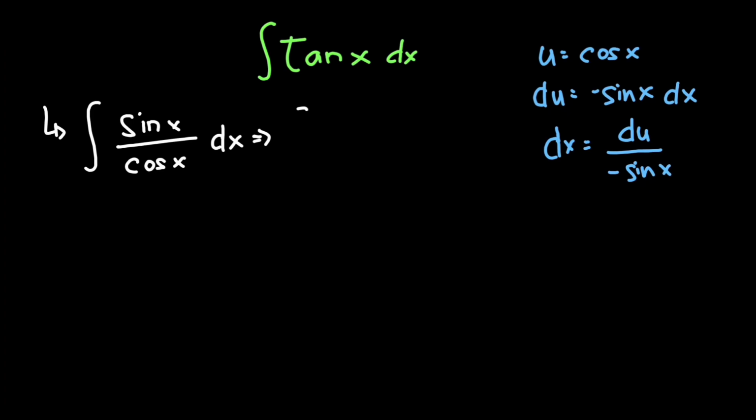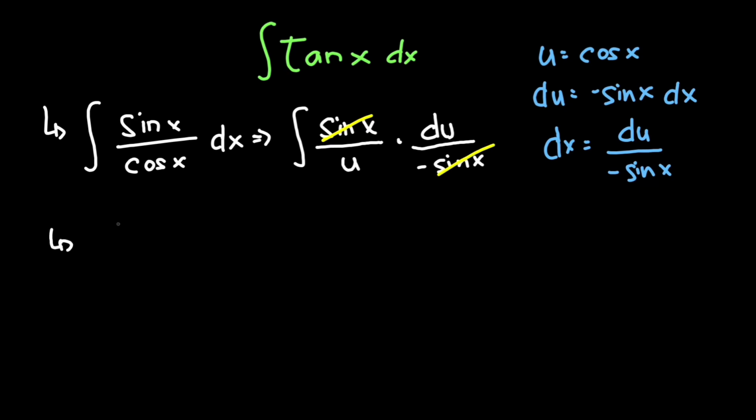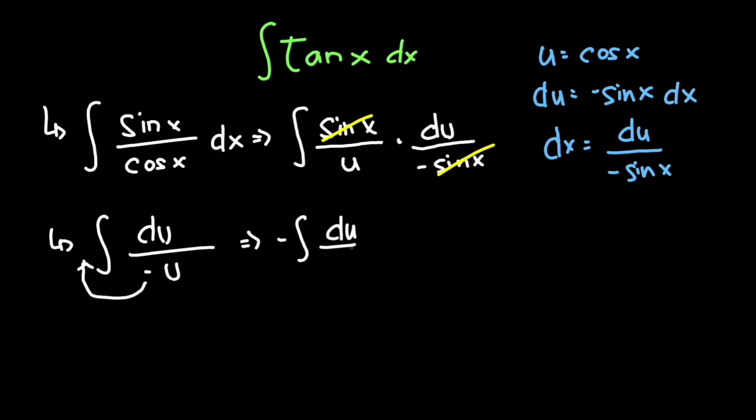So, this would be the integral of sine of x over cosine of x is equal to u, and dx here is equal to du over negative sine of x. And so, sine of x would cancel each other out, but don't forget there is a negative sign there. So, this would be the integral of du over negative u. Put the negative sign outside the integral. So, this would be negative integral of du over u.